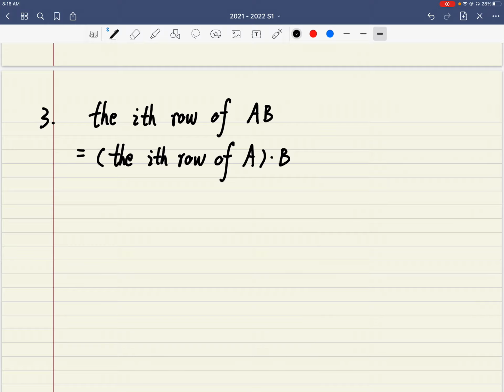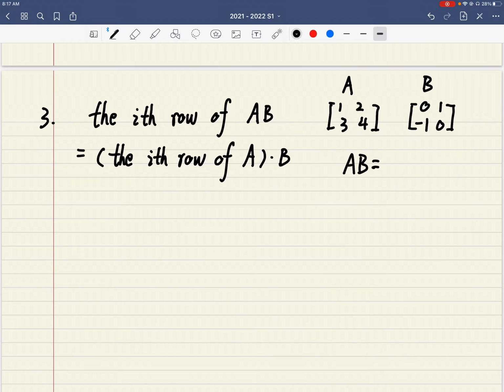Okay, what do I mean? Let me give you a very simple example. For example, A is just say a 2 by 2 matrix, very simple. B is, okay, again a 2 by 2 matrix, say 0, 1, -1, 0. Anyways, so A times B, we can easily get it. First you need to check, right? A is a 2 by 2 matrix, B is a 2 by 2 matrix. The number of columns of A is equal to the number of rows of B. So yes, you can do the matrix multiplication, and the result is going to be a 2 by 2 matrix.